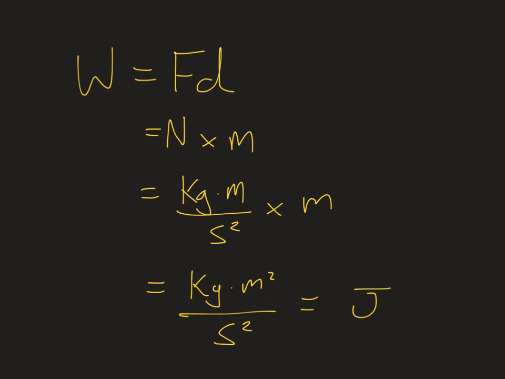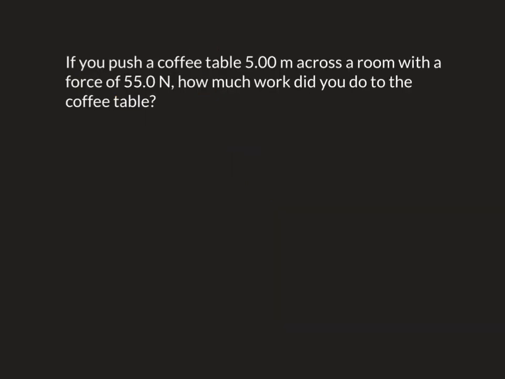All right, so let's take a look in our books at how to use this formula. We're on page 4. We're going to do the first 2 questions, and then I have one more that's not in the book that's a little bit trickier. Our first question here is a nice simple one. It says, if you push a coffee table 5 meters across a room with a force of 55 newtons, how much work did you do to the coffee table?